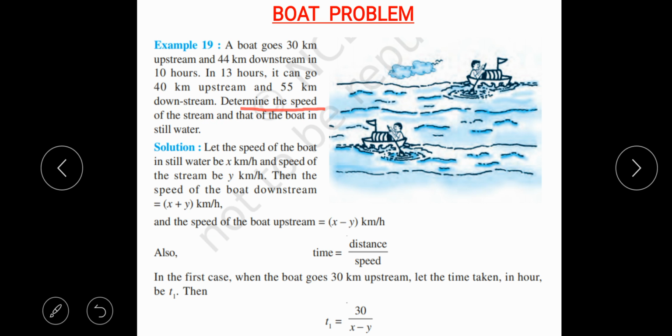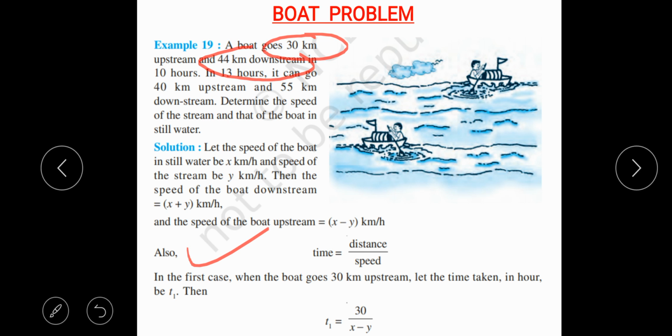Now as we know from the relation that I told you earlier, time is always equal to distance upon speed. So if time is equal to distance upon speed, now let us consider the first case. In the first case, the boat goes 30 kilometer upstream and 44 kilometer downstream.